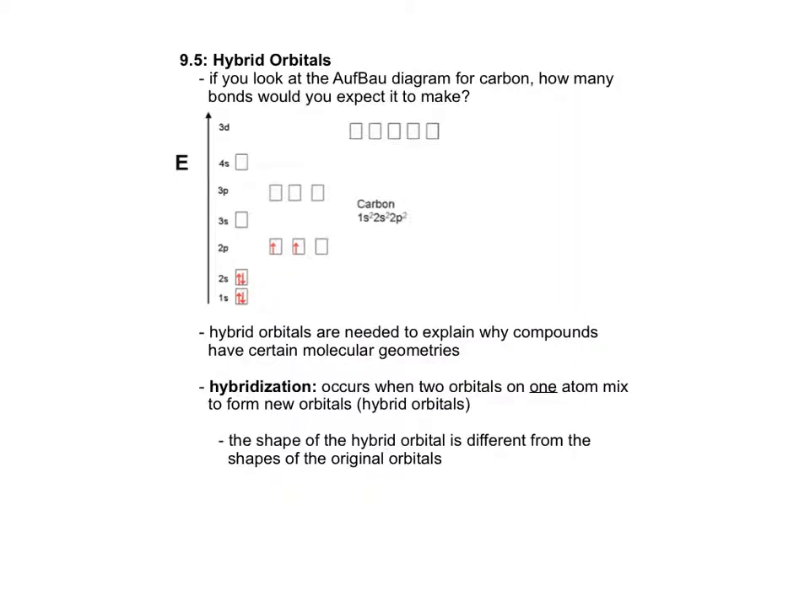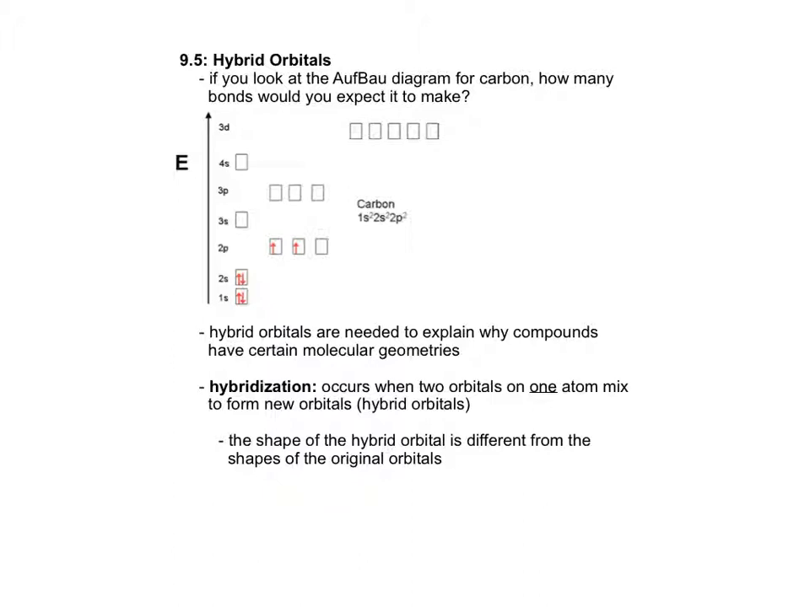Okay, so this next topic can be kind of tricky. It's interesting, but it's all about hybrid orbitals and how some of these bonds work. We've noticed this in class a little bit. So if you look at the electron diagram for carbon, and you look at our energy levels, how many bonds would you expect it to make?